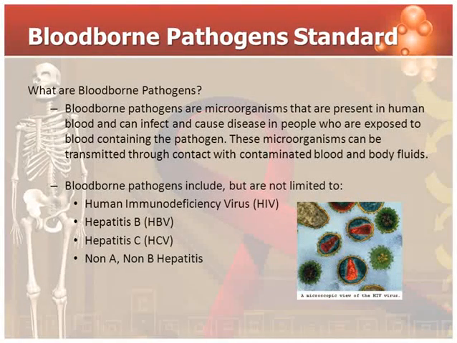What are bloodborne pathogens? Bloodborne pathogens are microorganisms that are present in human blood and can cause disease in people who are exposed to blood containing the pathogen. These microorganisms can be transmitted through contact with contaminated blood and body fluids. Bloodborne pathogens include, but are not limited to, human immunodeficiency virus, also known as HIV, hepatitis B, short for HBV, hepatitis C, HCV, and non-A, non-B hepatitis.